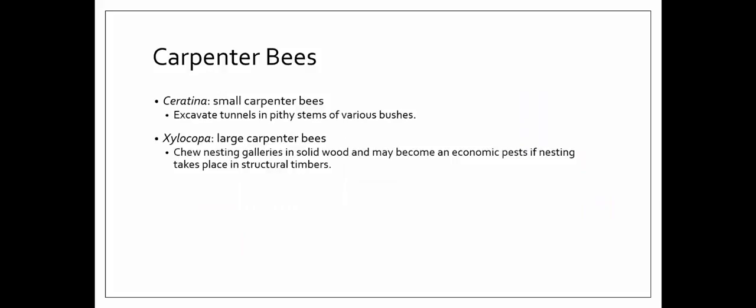Carpenter bees can be separated into 2 groups: Seratina, which consists of the small carpenter bees, and Xylocopa, which are the large carpenter bees. Seratina carpenter bees excavate their nests in the pithy stems of various bushes. Xylocopa carpenter bees excavate their nesting galleries in solid wood. These bees are considered pests if they create their nests in structural timbers.